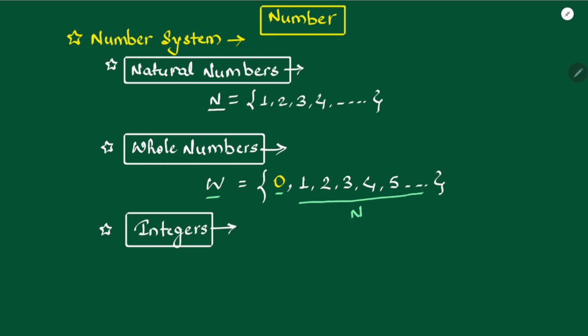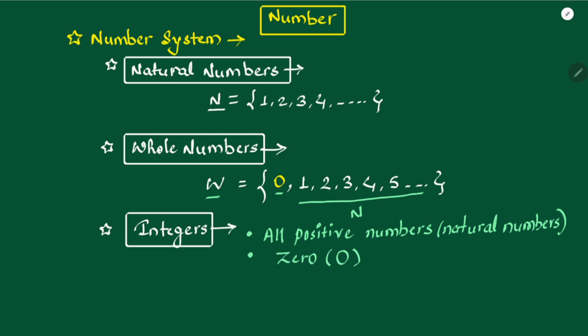Now let's talk about integers. Integers are a set of numbers that include all positive numbers, natural numbers, 0, and all negative whole numbers. So we can write the set of integers Z is equal to all the set of positive numbers, 0, and the negative ones. Let's start with the negative numbers.